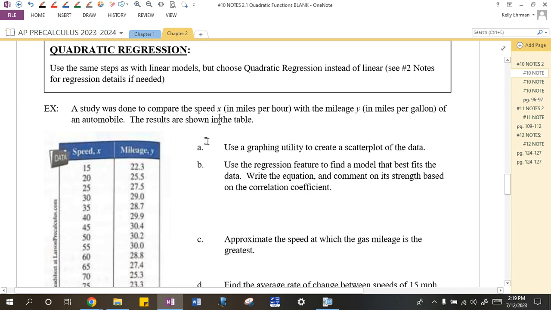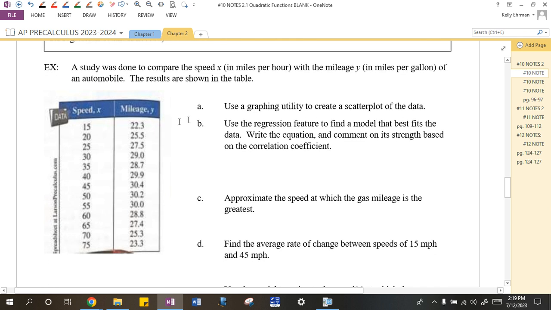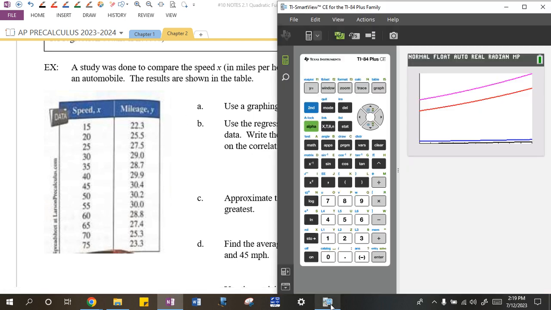So a study was done to compare the speed x in miles per hour with the mileage y in miles per gallon of an automobile. The results are shown below. So here's speed, here's mileage. Use a graphing utility to create a scatter plot of the data. So fire up your graphing calculator.